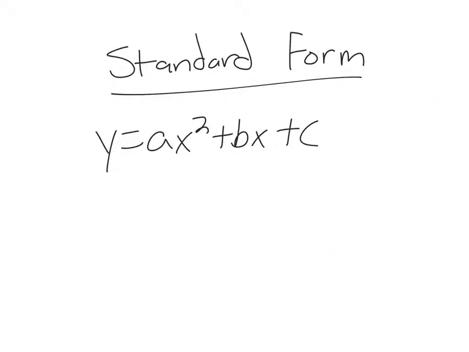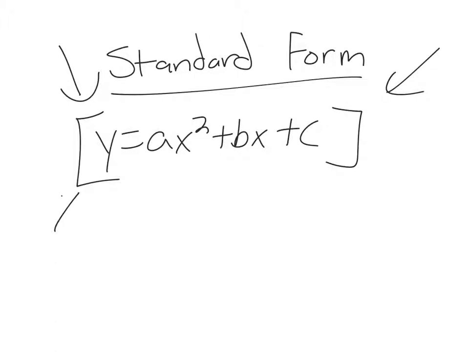All right, standard form. The standard form of a quadratic equation is y equals ax squared plus bx plus c. So make sure you write this down. This is very important, standard form. We're going to learn the standard form and the vertex form of quadratic equations in this unit, but today we're just going to focus on standard form.